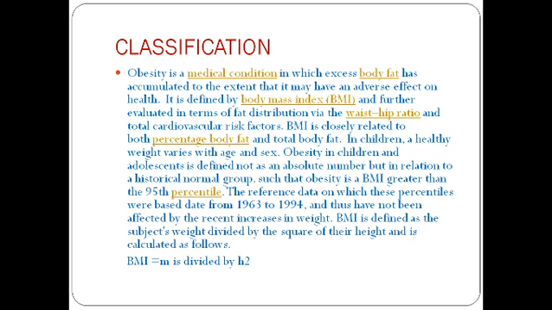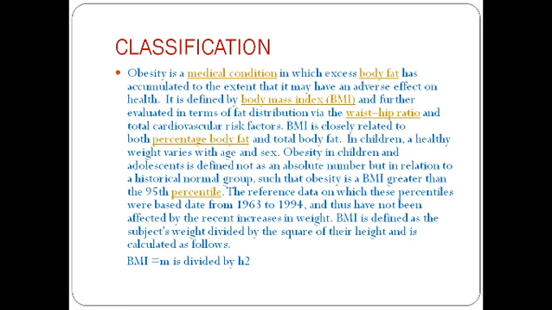Now, what is the classification of obesity? Obesity is a medical condition in which excess body fat has accumulated to the extent that it may have an adverse effect on health. It is defined by body mass index and further evaluated in terms of fat distribution via the waist-hip ratio and total cardiovascular risk factors. BMI is closely related to both percentage body fat and total body fat. In children, a healthy weight varies with age and sex.